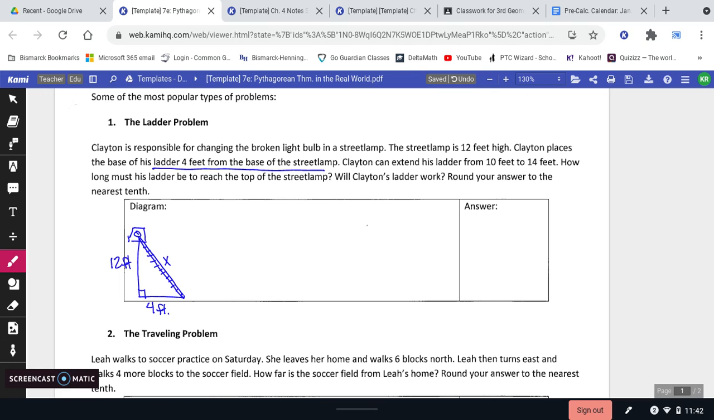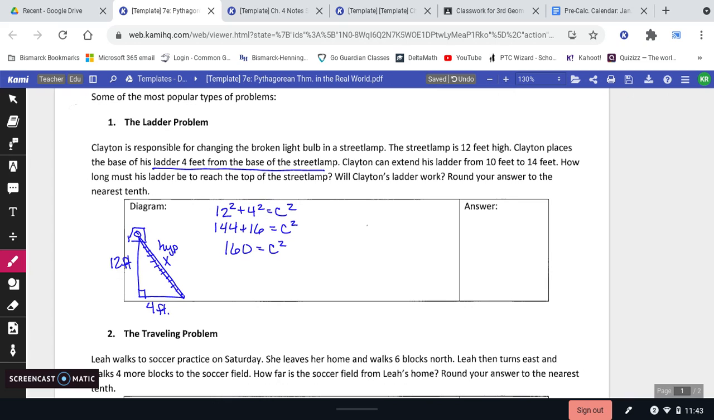Okay, so Pythagorean theorem, but pay attention. Your hypotenuse is the x, so that's going to be your c. So your a squared plus b squared equals c squared. So this is 144 plus 16 equals c squared. Looks like it'd be 160 equals c squared.